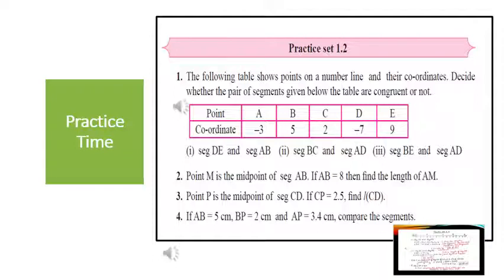Correct. Next one. Here they have given us segment AB, which is 5 cm, and BP is 2 cm, and AP is 3.4 cm. Compare the segments. As simple as that, how we compare numbers. Similarly, we are going to compare them on the basis of their length. So here, which is the longest one? AB. Then we have AP, which is 3.4 cm, and the shortest one is BP, which is 2 cm. So you're going to just use the greater than sign and you're going to write them down. Okay, the answer is shown in the next slide.